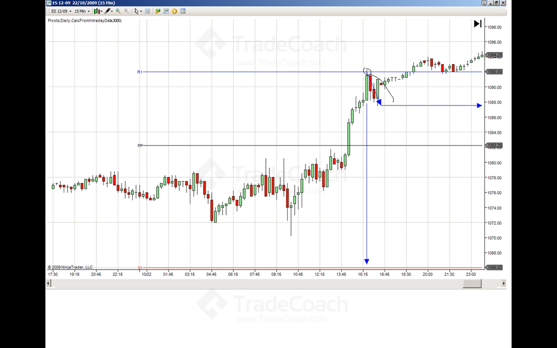Okay, this one happened and moved down to this level here. And that was a 4-point move. It also happened at 3:15 in the afternoon. 3:15 to 3:30 would be that candle, so it'd be 3:30 to 3:45. I don't like it at all because it's late in the day.